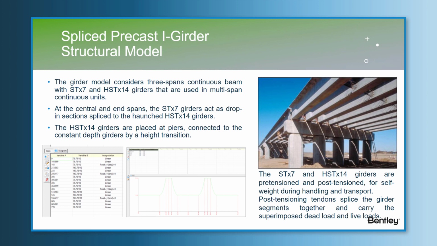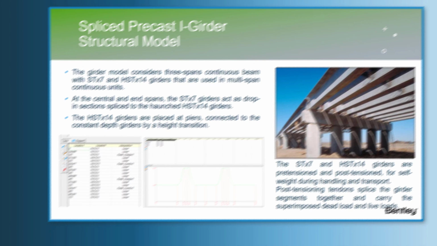At the central and end spans, the STX7 girders act as drop-in sections that are afterwards spliced to the HSTX14 girders. The HSTX14 are placed at piers and connected to the constant depth girder by height transition. The STX7 are pretensioned and post-tensioned girders, and the HSTX14 only post-tensioned girders.